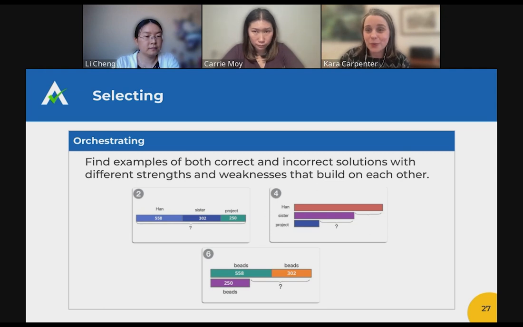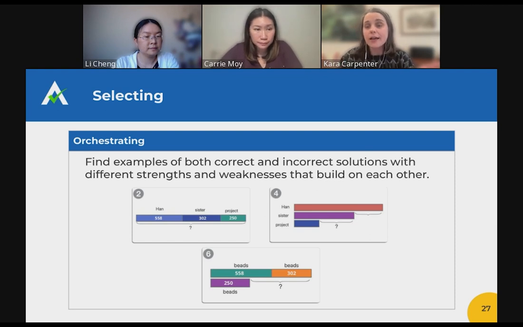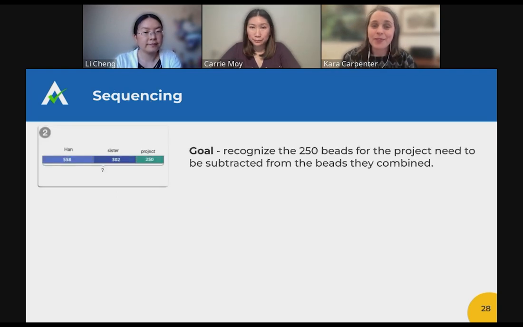So instead, we want to be thinking about orchestrating a conversation. When we're selecting work, we're looking for examples of both correct and incorrect solutions, with different strengths and weaknesses, that can build on each other. Once I've selected the work, let's say I want to highlight these 3 solutions. They've all happened to use tape diagrams. So my lesson isn't going to be about tape diagrams versus number lines. It's going to be about how to make the tape diagram model as strong as possible.